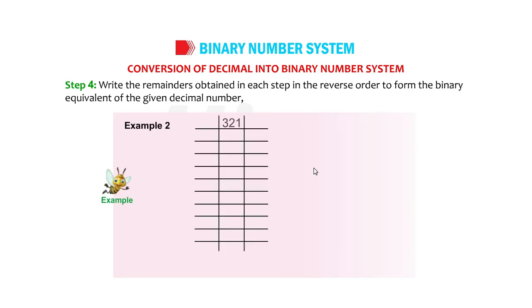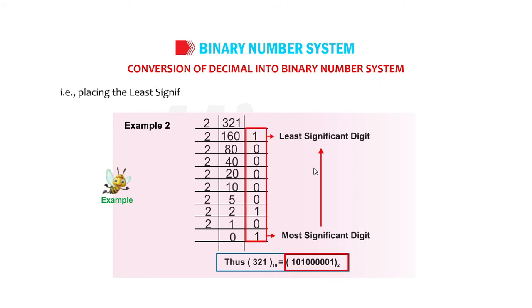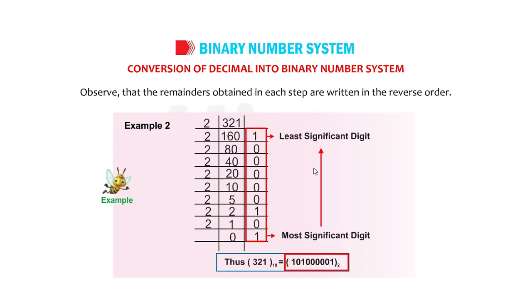Example 2. Least significant digit. Most significant digit. Thus, 321 base 10 equals 101000001 base 2. That is, placing the least significant digit at the top and the most significant digit at the bottom. Observe that the remainders obtained in each step are written in the reverse order.